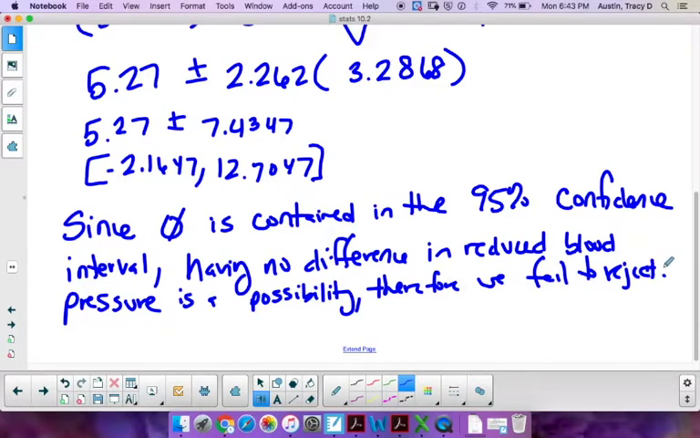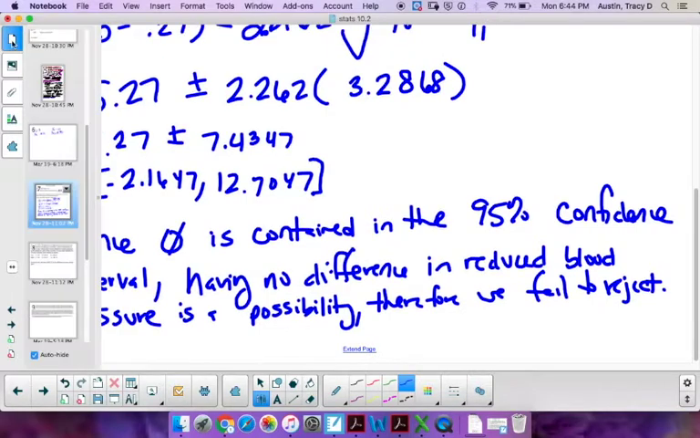Just like that, if 0 is contained in there, then 0 is a possibility. If in the problem I give you tonight 0 is not contained in the confidence interval, then you should have rejected, and you would say that. You would say, since 0 is not contained, then not having a difference is not a possibility, therefore we reject. So you can actually state it that way, and it works out very nicely.